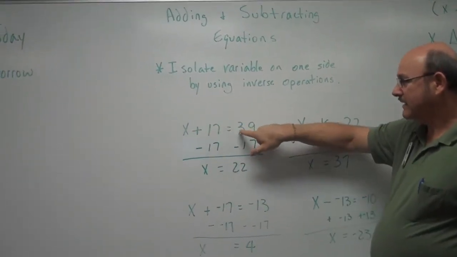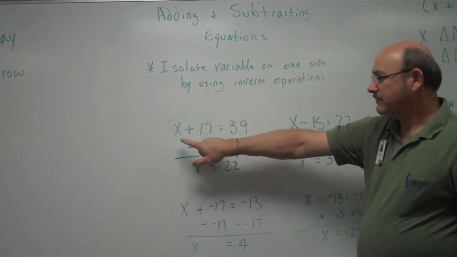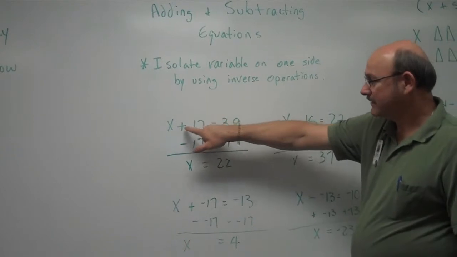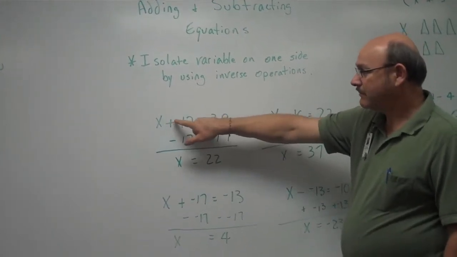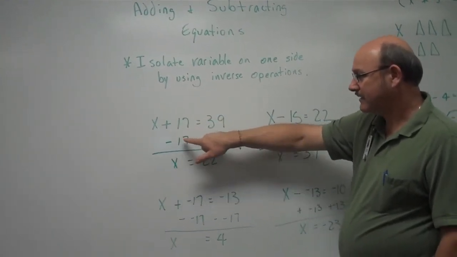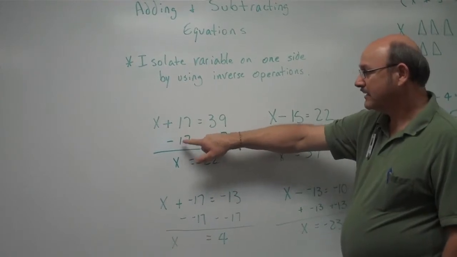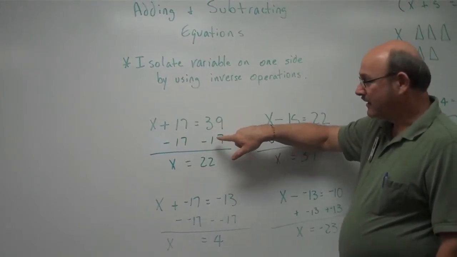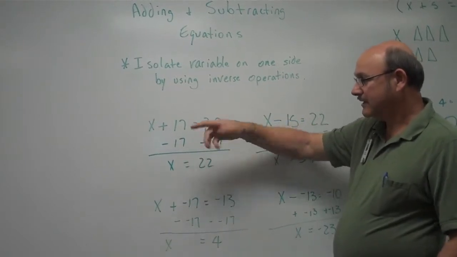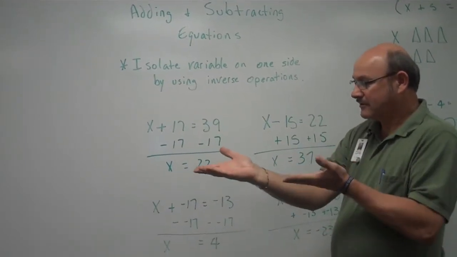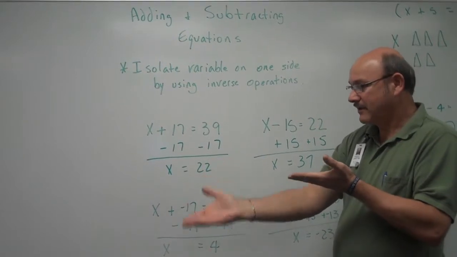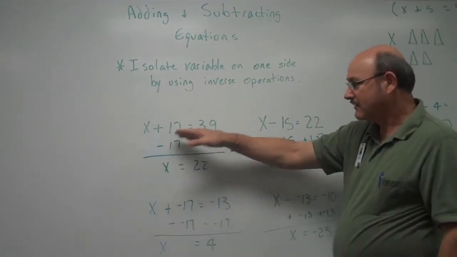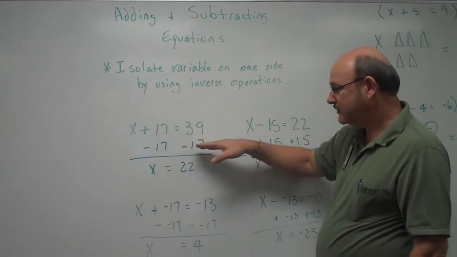x plus 17 equals 39. We want x to be by itself. We've got to get rid of this plus 17. We'll do the opposite. We'll subtract 17. Okay? We must do the same thing to both sides of our equation to keep it equal. If we don't, remember we talked about this being a scale. And if our scale is equal and we subtract 17 from one side and not the other, it's not equal. So we need to subtract 17 from both sides of the equation.